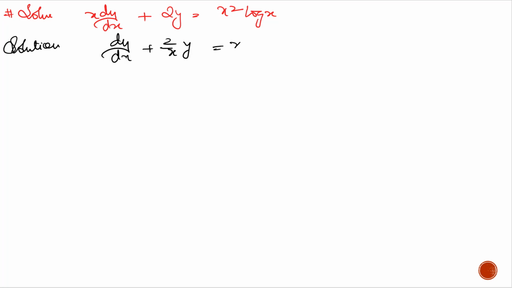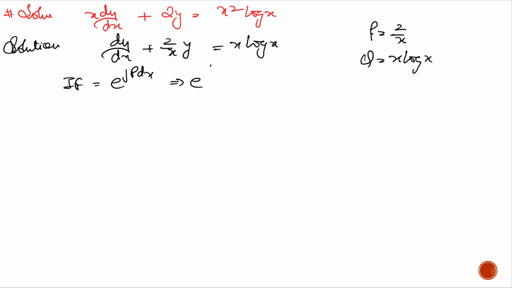One more example. Solve the differential equation x dy by dx plus 2y equals x square log x. First divide by x both sides, and we will get dy by dx plus 2 by x y equals x log x. Here P is 2 by x and Q is x log x. First we calculate the integration factor, which is e raised to the power integration of P with respect to x. E raised to the power integral of 2 by x dx equals e raised to the power 2 log x, which equals e raised to the power log x square, and e raised to the power log y is y, so the answer is x square.